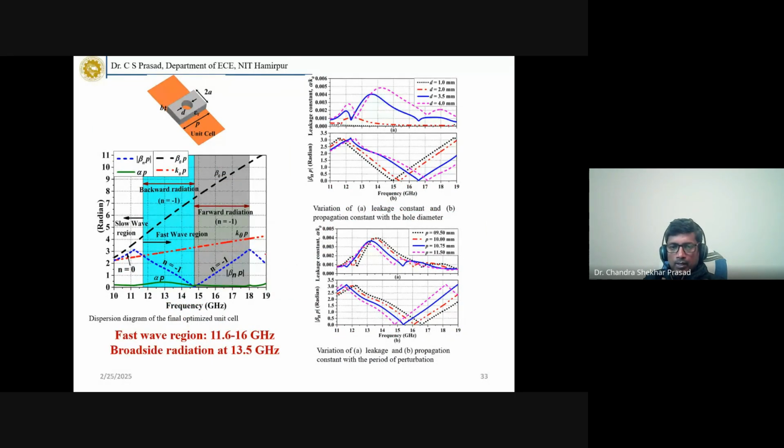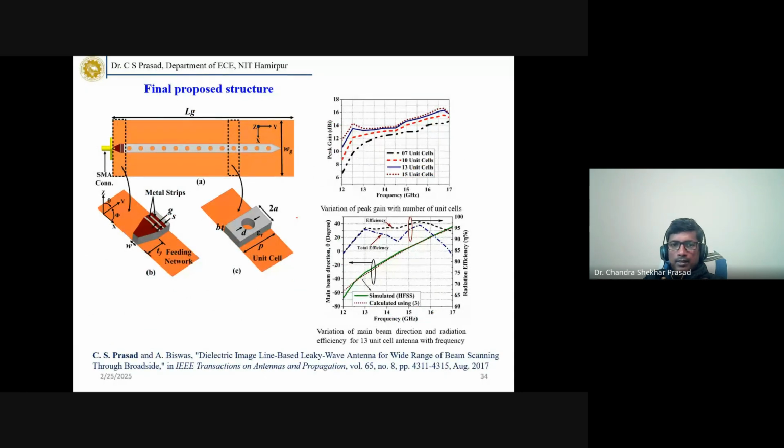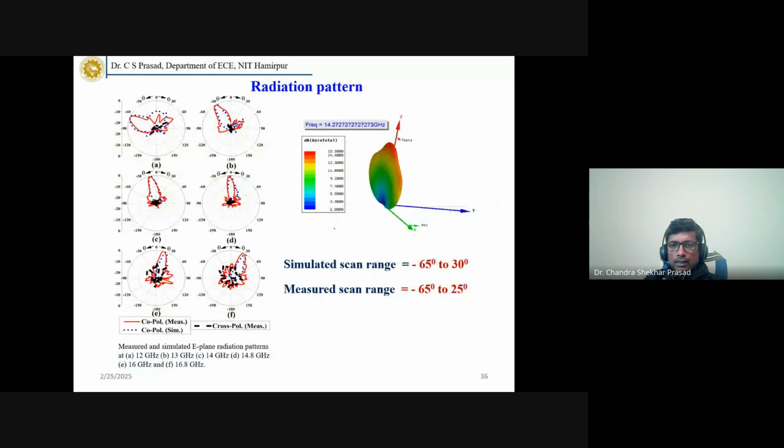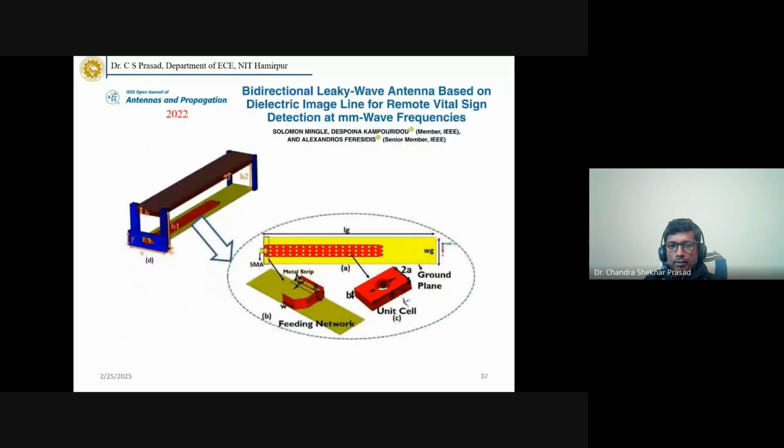This is the dispersion diagram and some other relations, this is your final design, and this is fabricated. These are the measured results. So we can have high gain, between 10 dBi and 16 dBi, and this is simulated. This is published in IEEE Transactions. So this is again scanning with frequency.